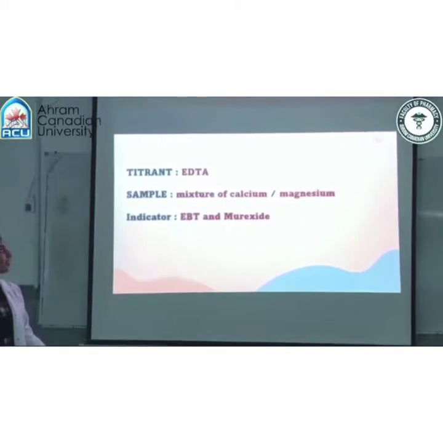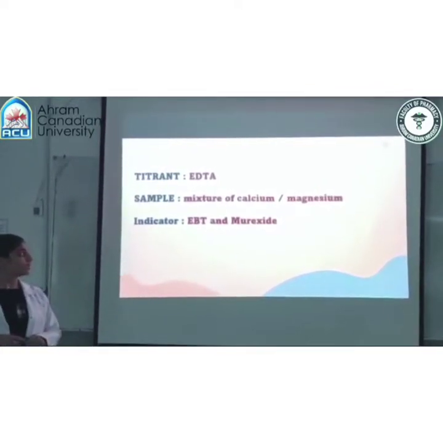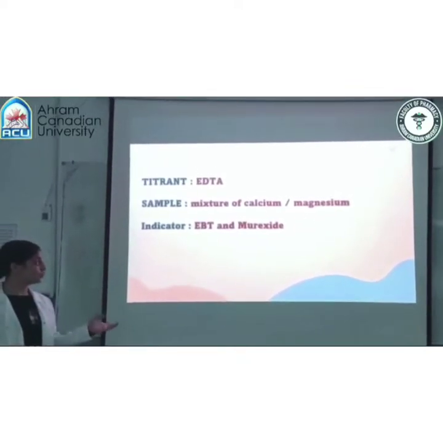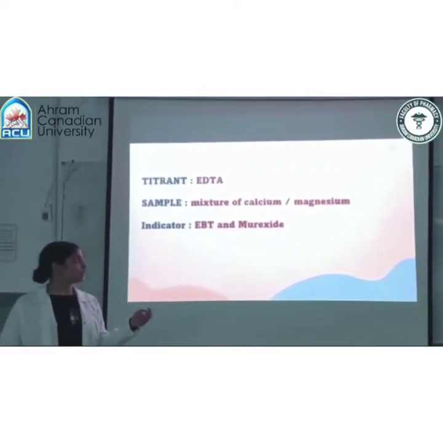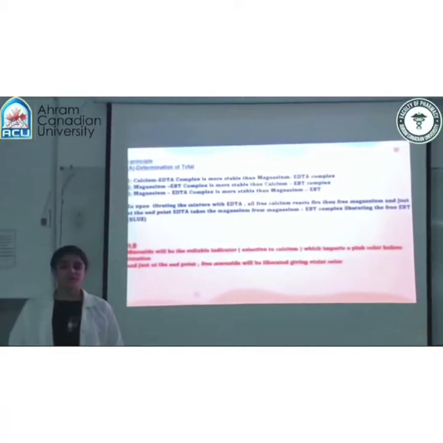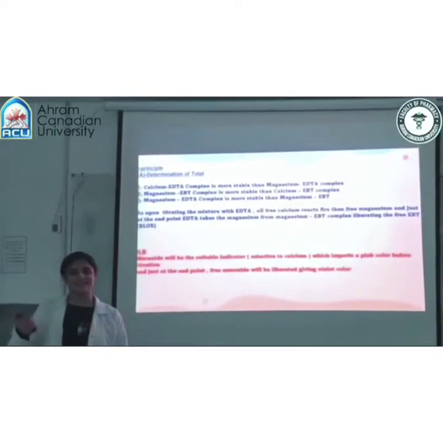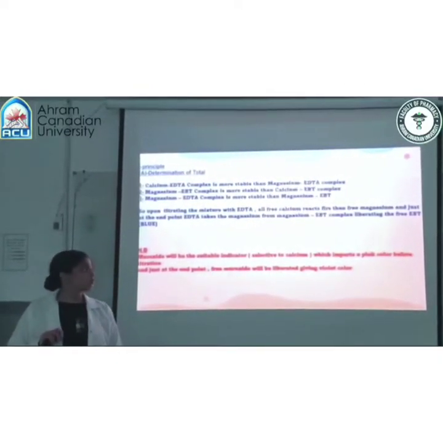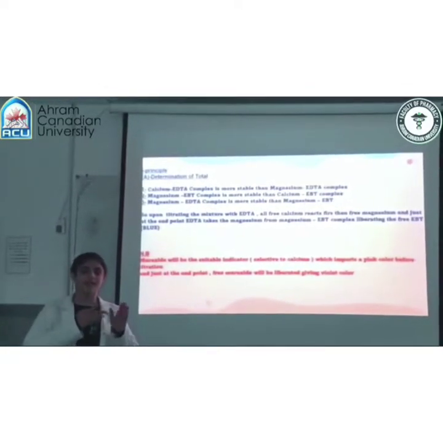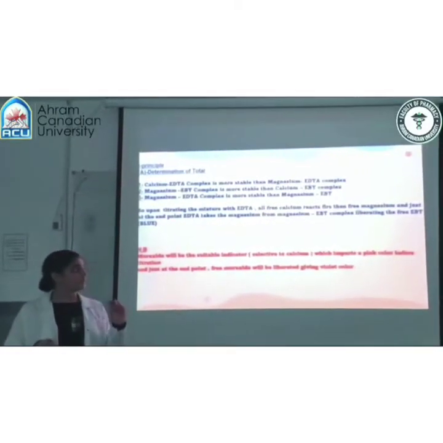Our titrant is going to be EDTA, and the sample is a mixture of calcium and magnesium. We're going to use two different indicators: EBT in the first titration for determining the total, and murexide in the second titration for determining the concentration of calcium only. EDTA forms with the calcium a more stable complex than its complex with magnesium. So it reacts with all the calcium, and then one excess drop of EDTA will react with magnesium and form the complex.